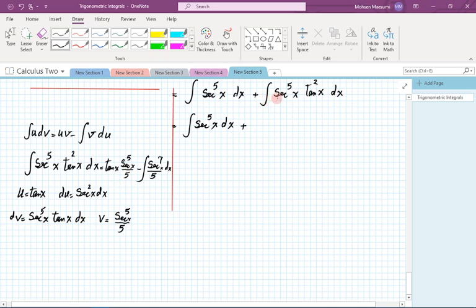Okay, what have we achieved? We have achieved this. It looks like we went back where we were. Let's write this thing down and see what we have. We have tangent of x secant to power of 5 of x over 5, and then I have integral of secant to power of 7 of x over 5 dx.